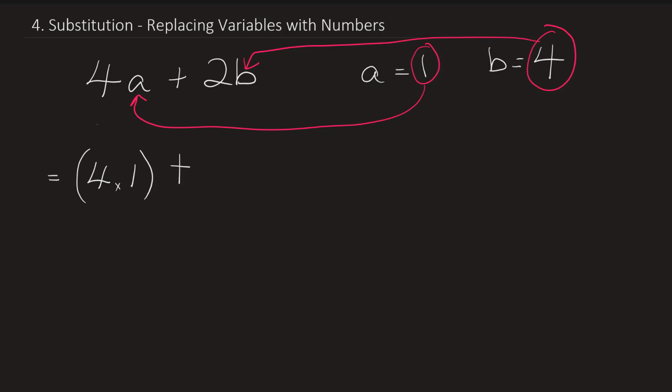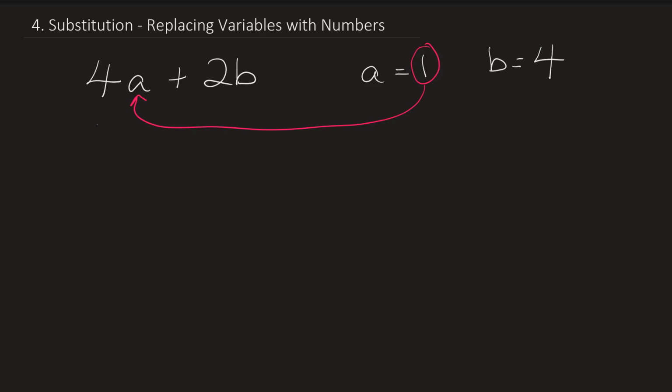It often helps make things clearer. Now let's do the b, let's do the second term, which is 2 multiplied by 4. Let me put parentheses around them. And this becomes 4 plus 8, and my answer is 12.